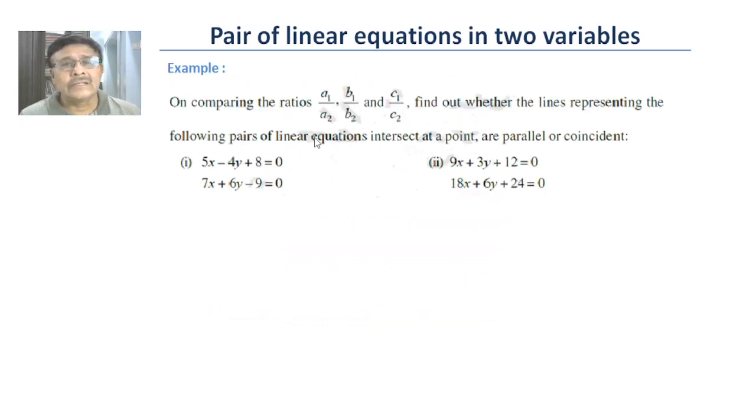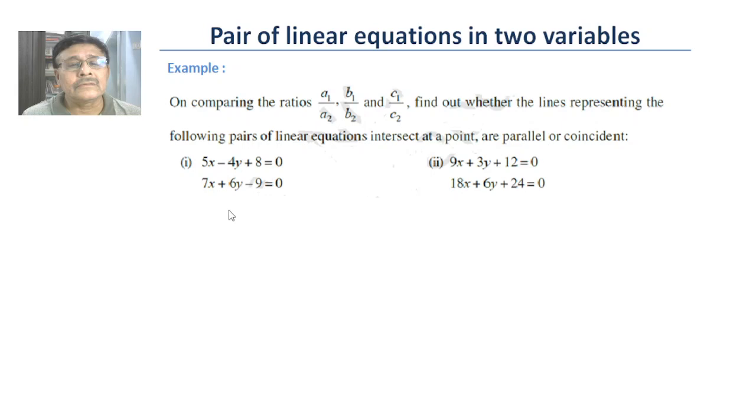Let us understand this by one example. On comparing the ratios a1 upon a2, b1 upon b2 and c1 upon c2, find out whether the lines representing the following pairs of linear equations intersect at a point, or whether they are parallel, or whether they are coincident. Now this is the first pair and this is the second pair.